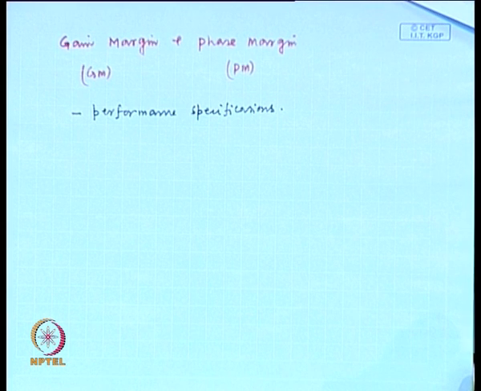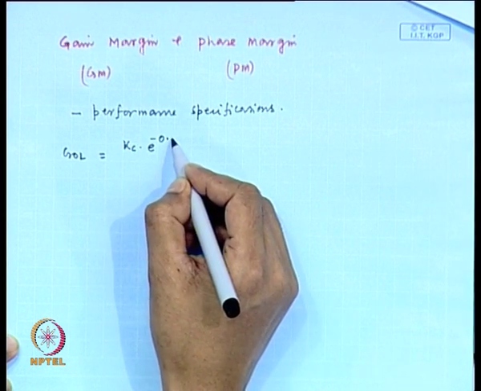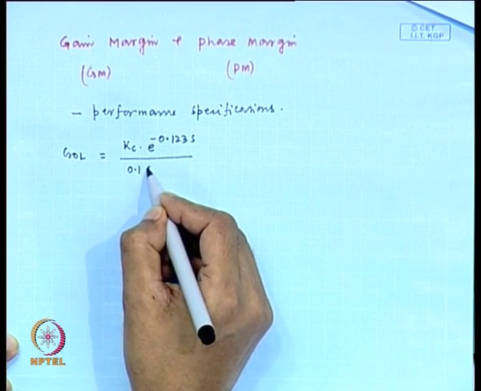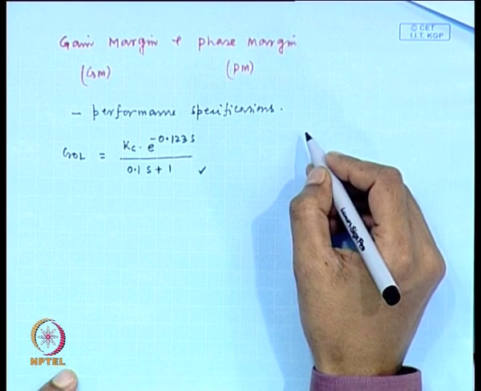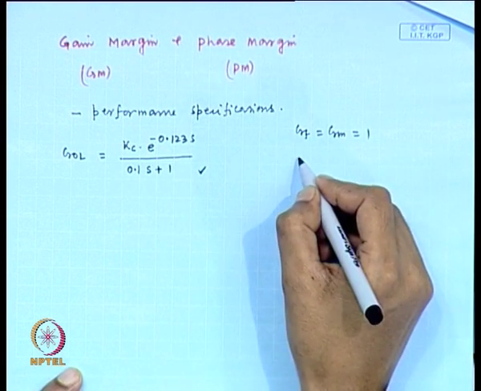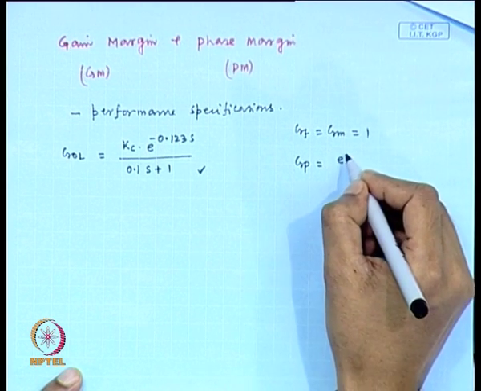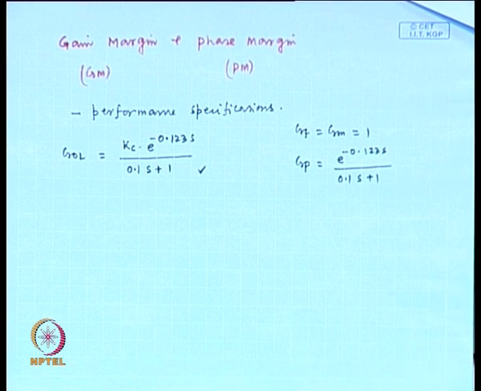So, for discussing this gain margin and phase margin, it is better to consider an example, and we will continue the example which we considered earlier, having the open loop transfer function equals Kc exponential minus 0.123 s divided by 0.1 s plus 1. To discuss the gain margin and phase margin concept, we consider this example, where Gf and Gm both are equal to 1, and the transfer function for the process we consider exponential minus 0.123 s divided by 0.1 s plus 1 and Gc equals Kc.